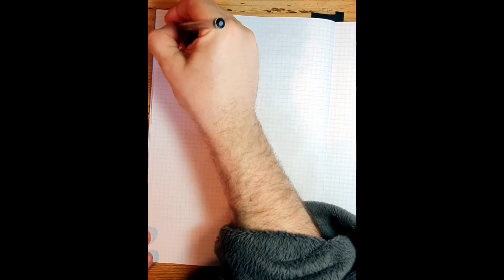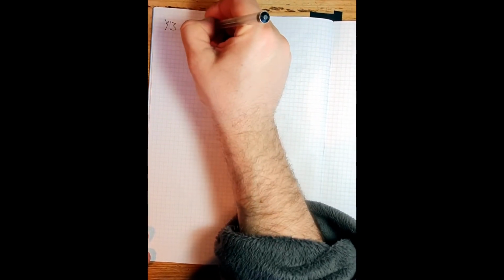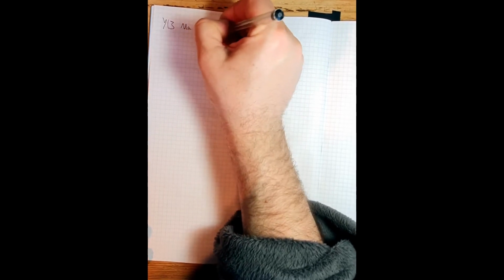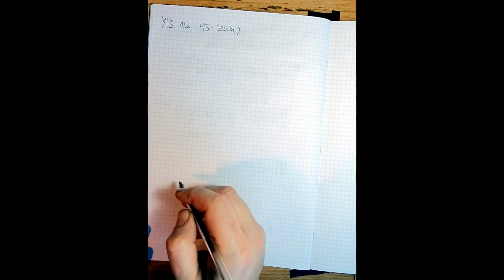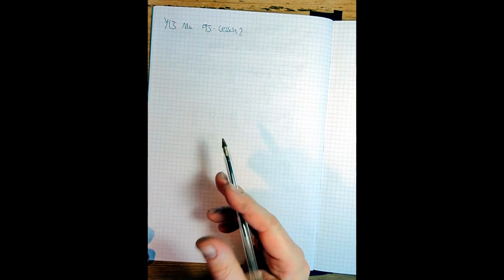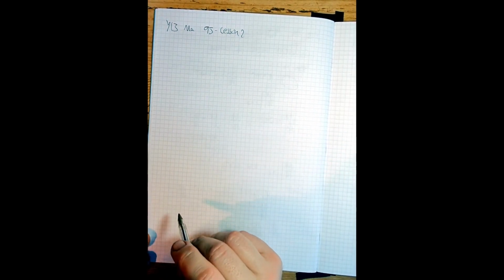Right, year 13 maths. This is 9J, lesson 2. And it's talking about writing down differential equations. A differential equation is just an equation which contains a derivative.